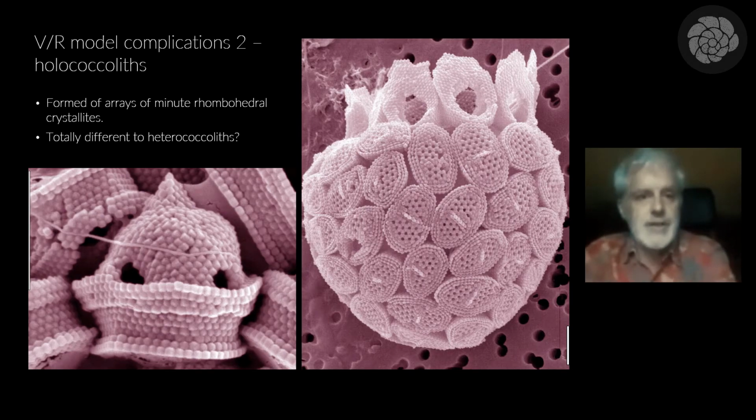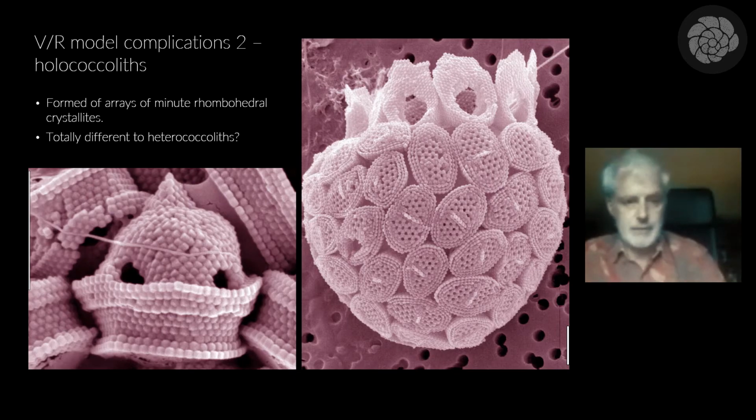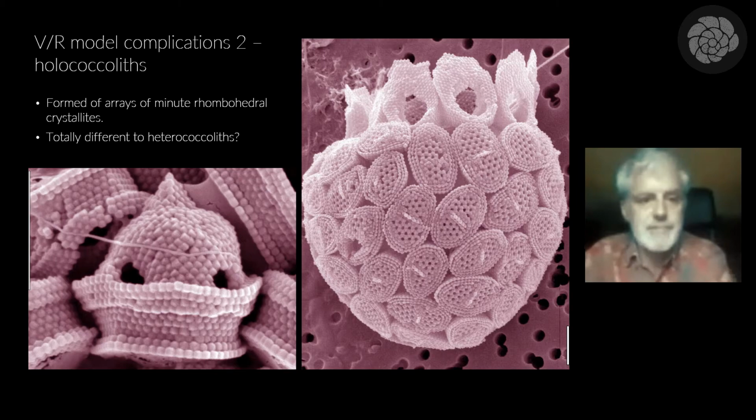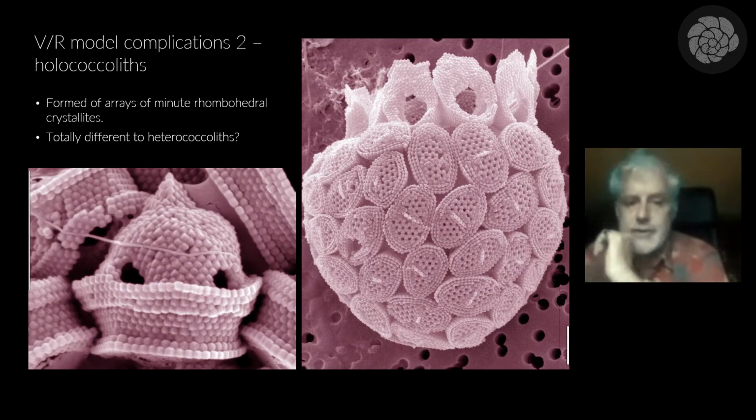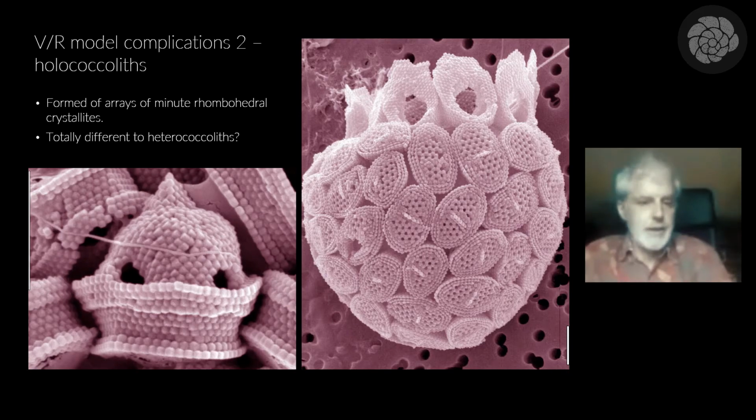Second complication on VR is that the model only applies to heterococcoliths, the ones with rims with complicated crystals. There's a whole separate group of coccoliths called holococcoliths, which are formed just of a mass of minute little rhombohedral crystals. Each of these little rhombohedra is a separate crystal. The crystals have very simple morphology. They're just simple calcite rhombohedra, just like you get if you're growing calcite inorganically.